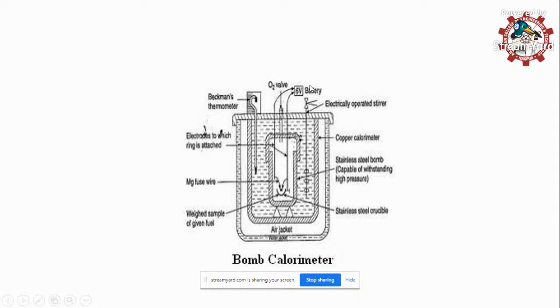After that, what we are going to do? We are going to turn on the 6 volt battery. As soon as we switch on the battery, what will happen? The current flows through the magnesium wire. When the two magnesium wires connect with each other, what will happen? A spark will be produced there.